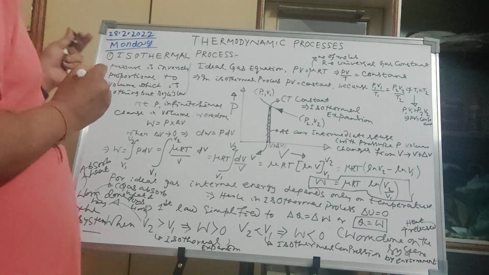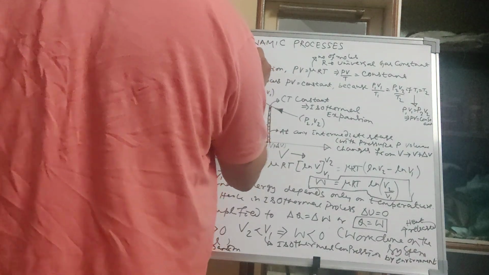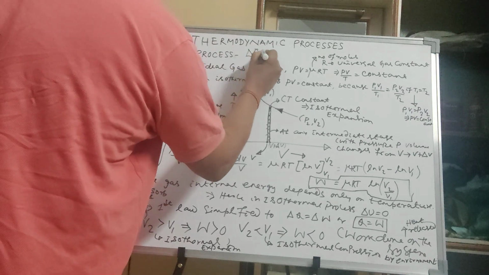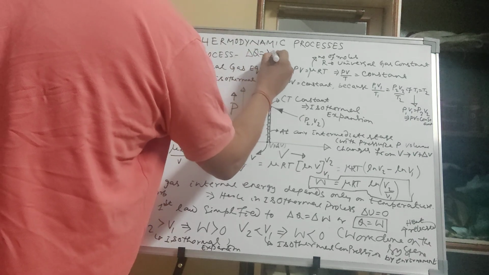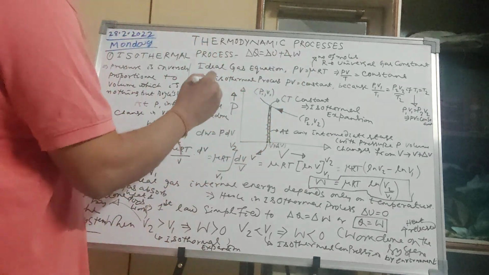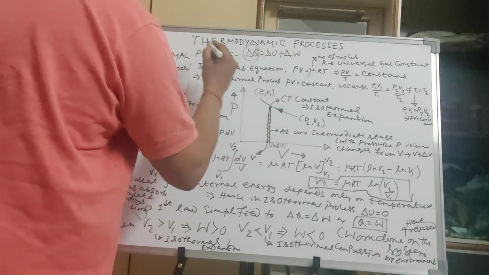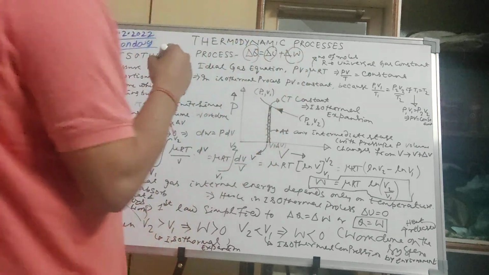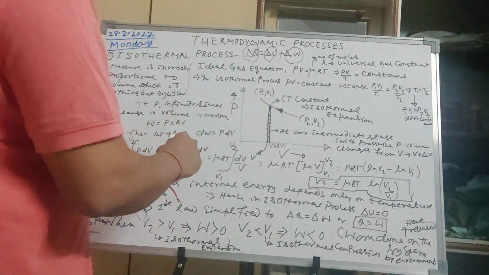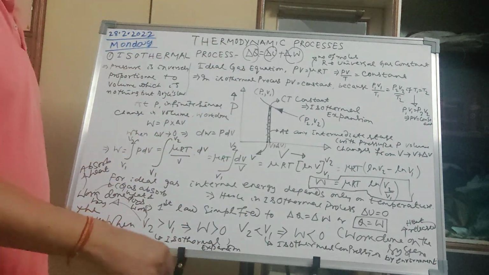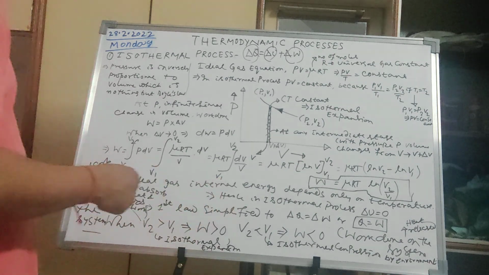So the equation we had discussed was del Q is equal to del U plus del W. So this is your heat input. This is the change in internal energy. This is the work done on the system or work done by the system on the environment.